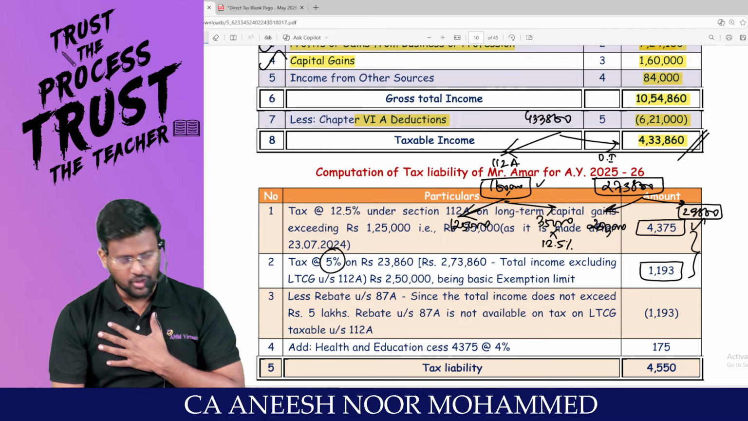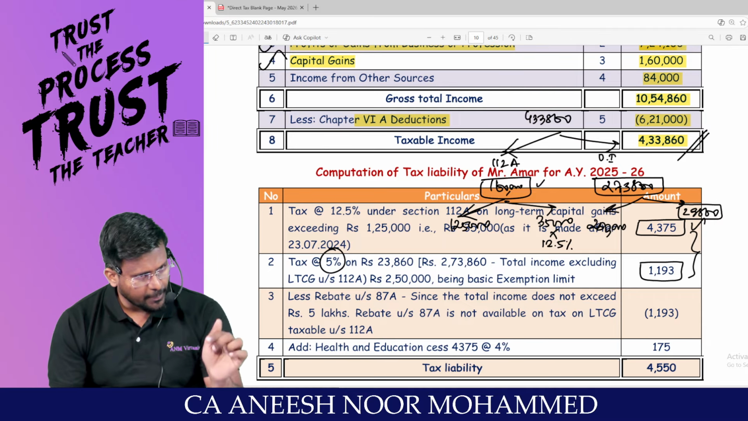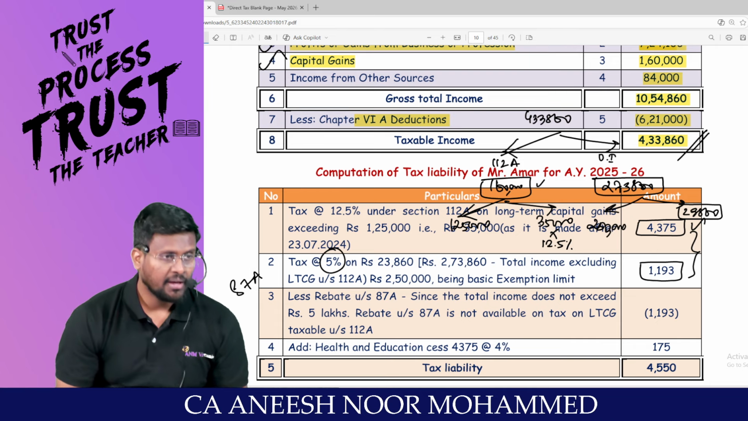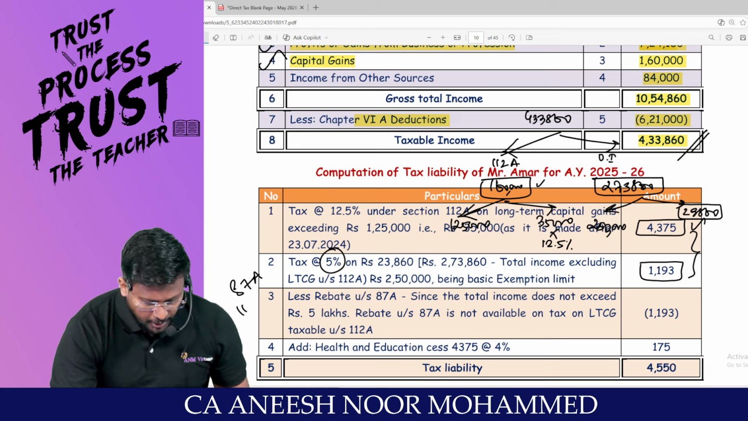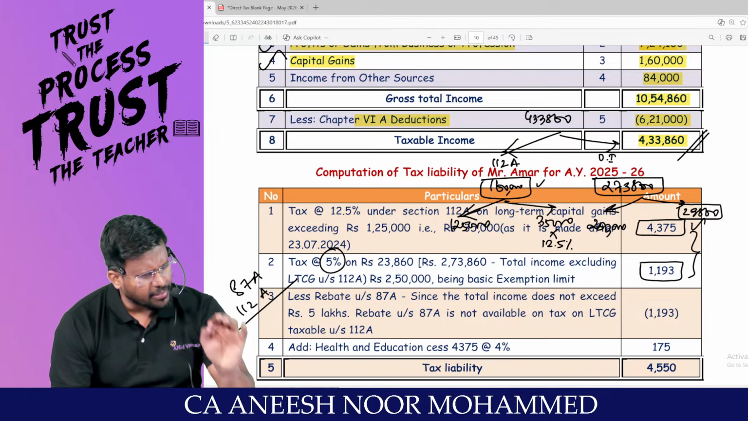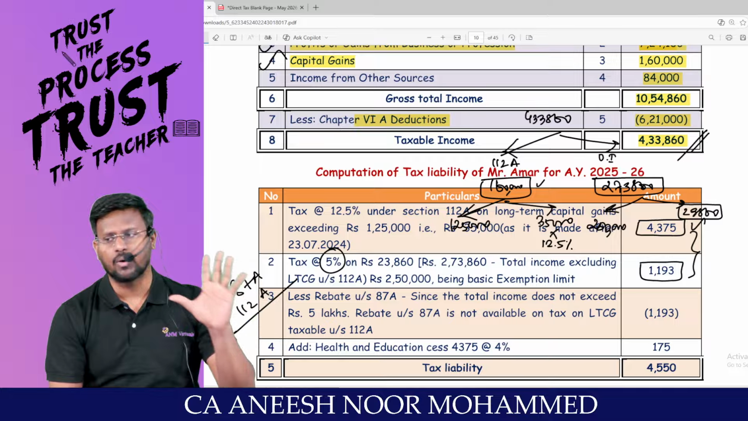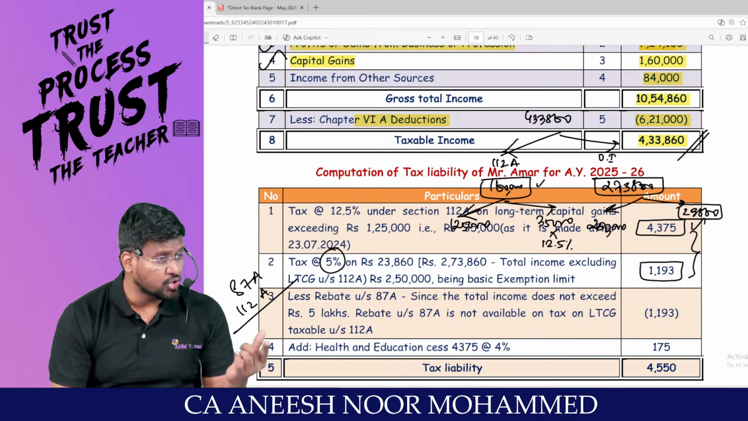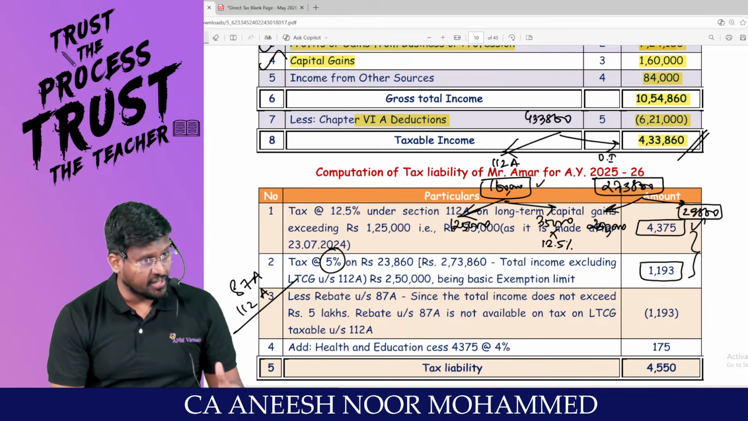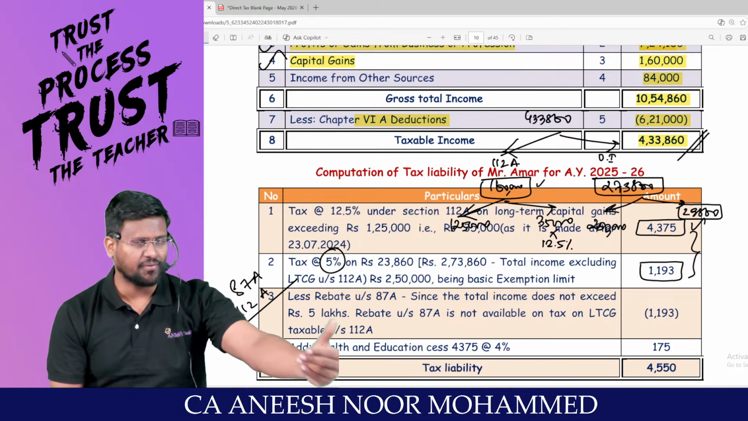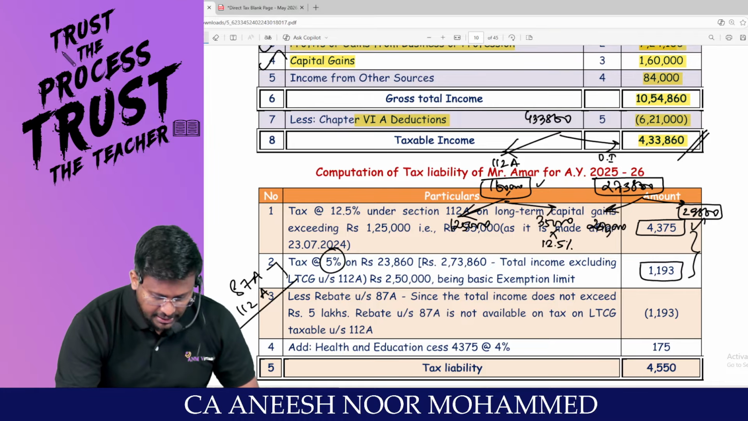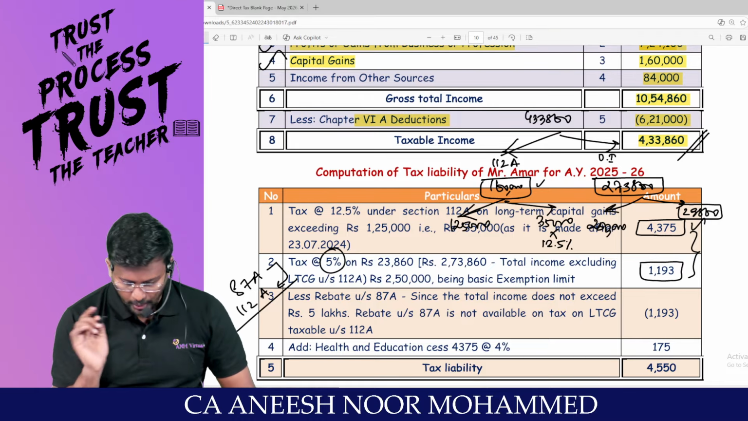Let me ask you one question. Does my total income exceed 5 lakh? Then I am entitled to claim rebate under 87A. But 87A will not be applicable to 112A. Are you all really with me? 87A rebate can be claimed on all income except 112A income. Because already you enjoyed 1,25,000 rupees, and you are paying only a tax of 12.5%. Again, if you are enjoying 87A, it will be unfair. Am I right? That's the logic. 87A will not be applicable to 112A.